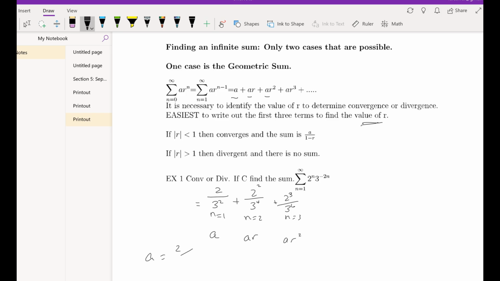So a is 2 over 3 squared. r is 2 over 3 squared as well. And you can see that that works to get the third term. So it does converge, and the sum is a over 1 minus r.